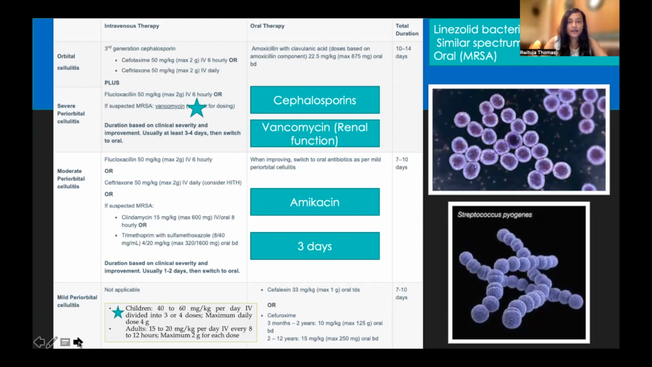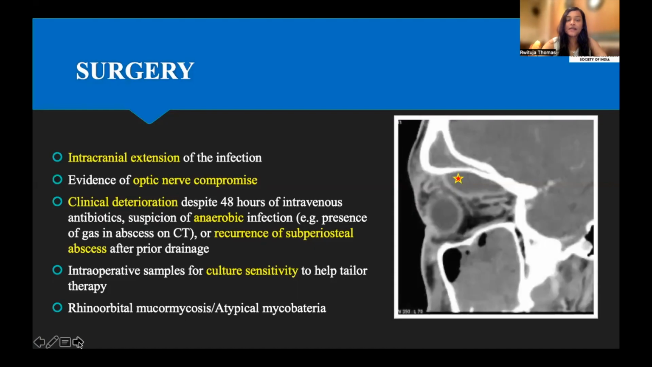You would also require to give them analgesics for the edema and the pain. And the pediatrician in children could decide for the steroids, but this roughly gives the dosage in adults as well as in children. If there is any cephalosporin allergy, you would need to give vancomycin along with the ciprofloxacin 500 mg twice a day. Surgical treatment is only indicated if there is any intracranial extension or if there is any subperiosteal abscess which recurs, or if you need a sample for culture sensitivity, and of course in mucormycosis.